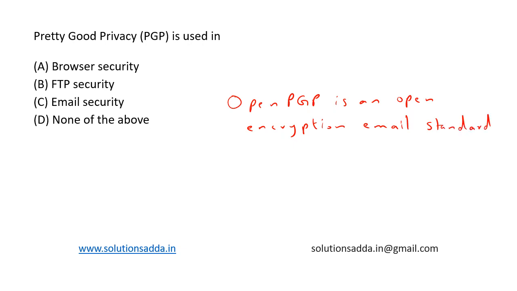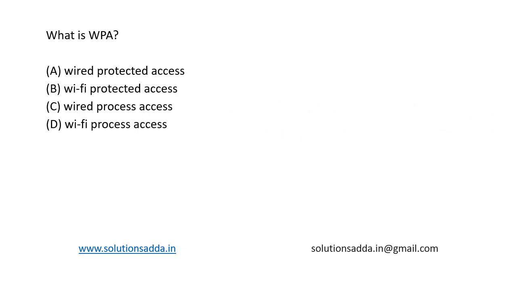So based on the options, option C, PGP is used for email security, is the correct answer. This is a question from computer networks.